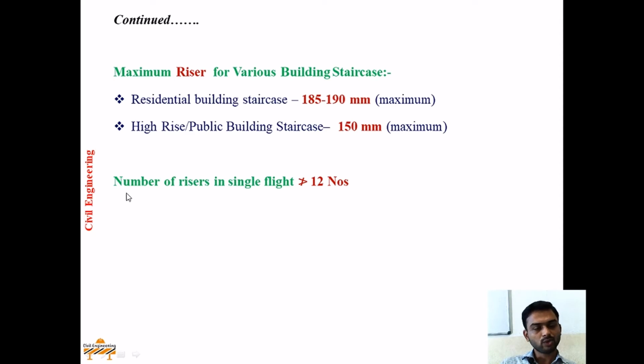The most important thing to be noted is that in a single flight, the number of risers should not be more than 12. If you provide more than 12 risers, that is 15, 16 or 20 in a single flight, this is not suitable. Hence, the maximum number of risers in a single flight should not be more than 12. After reaching 11 or 12 risers, the flight direction should be changed. And handrails are most needed and should be provided with a minimum height of 0.75 meters.